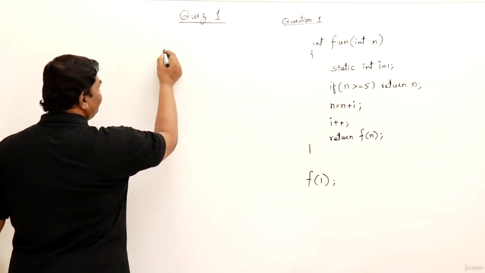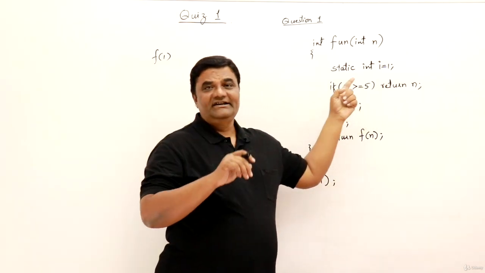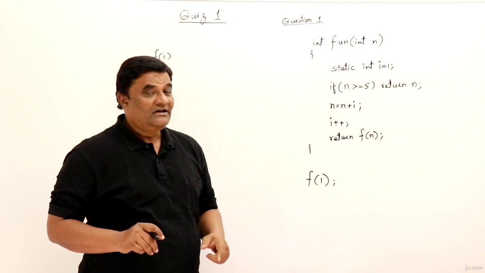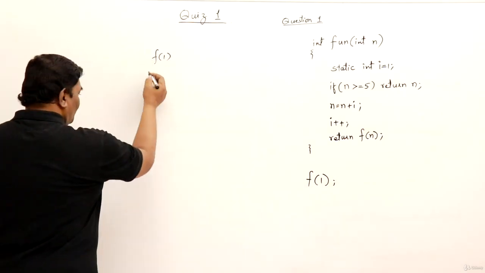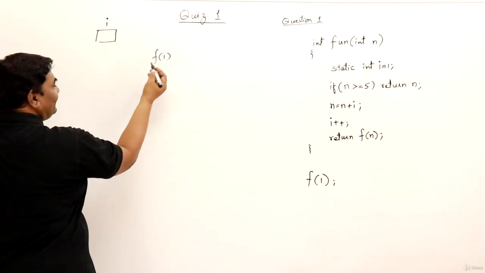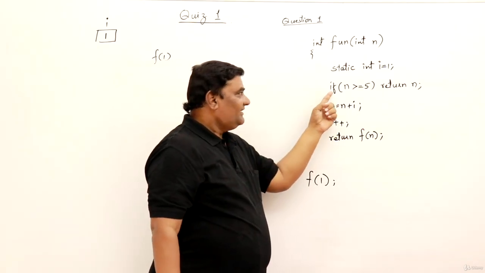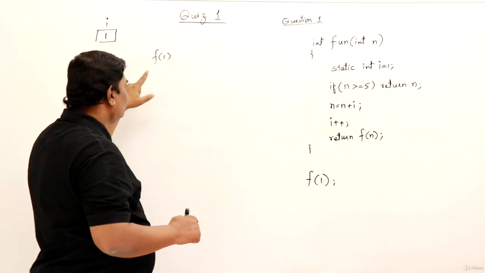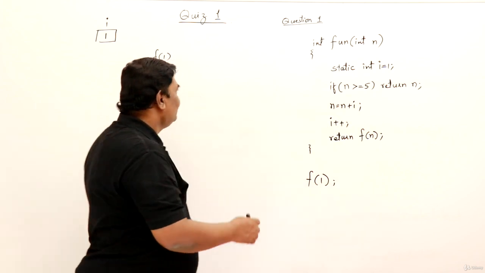F of 1. So first is f of 1. Then inside the function, you can see there is a static variable. In one of the earlier videos I discussed static variables in a recursive function. They maintain a single copy, so only one copy of I will be maintained. Don't put it in the tracing tree; keep I separately here, and treat it just like a global variable. Its value is 1. Now start. If n is greater than or equal to 5, then return n. N is 1, and it is not greater than or equal to 5. The next step, n assign n plus I, so n will change.